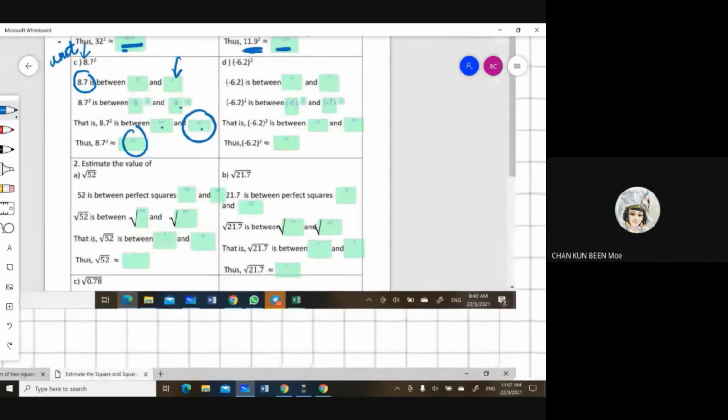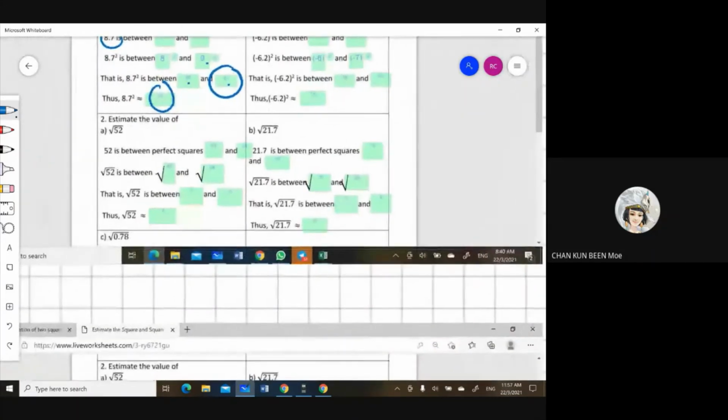I'm going to continue down here for the square root. So question number 2 here is regarding square root. Estimate the value of the square root of 52. Remember, when it involves square root, you have to relate it to the perfect square. So for this question, 52 is in between 49 and 64. So it's in between the square root of 49 and the square root of 64.